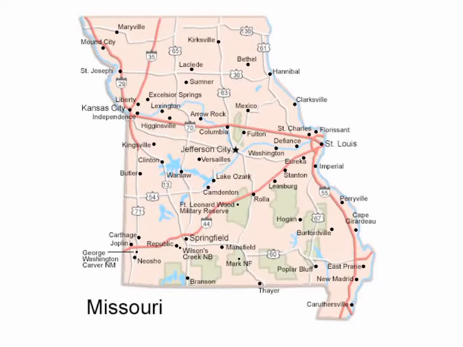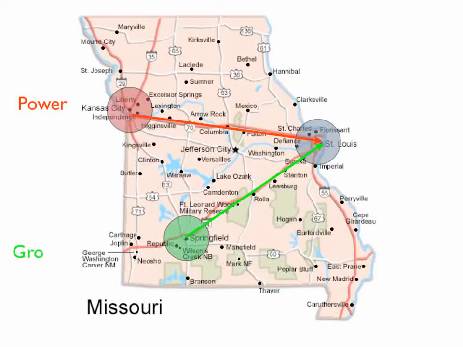Now, this is a map of Missouri. I happen to live in Missouri, in Springfield. I have a friend that lives in Kansas City. If we both wanted to go on a trip and meet in St. Louis, I would take this road, and he would take the other road, and we would meet in St. Louis. If this were an electrical map, this would be the power side, this would be the ground side, and St. Louis would be the load.